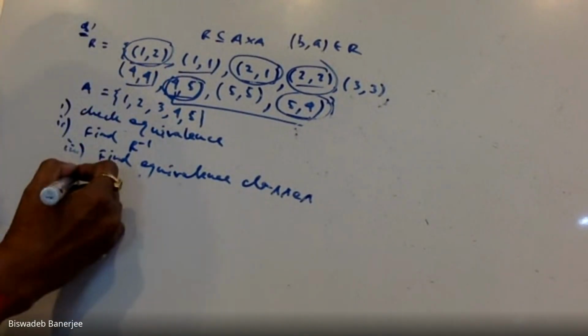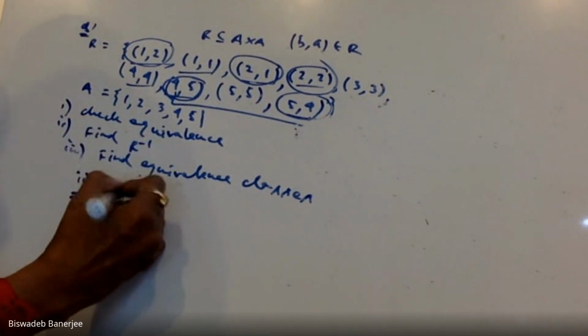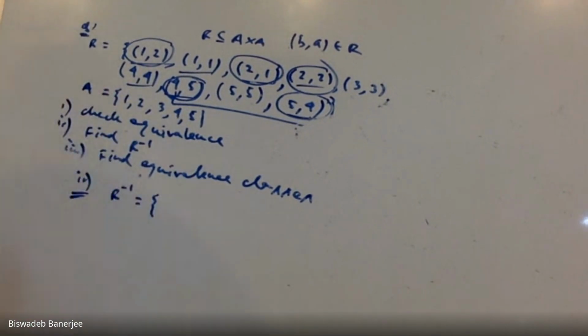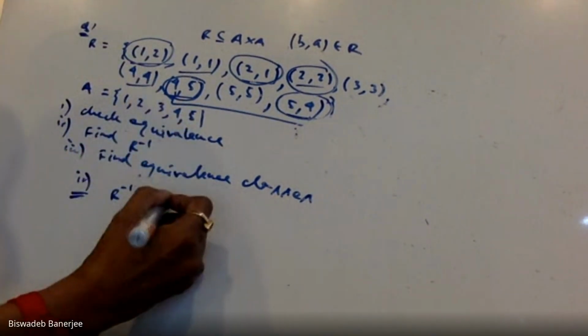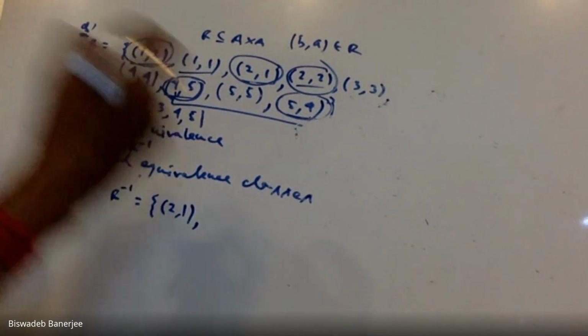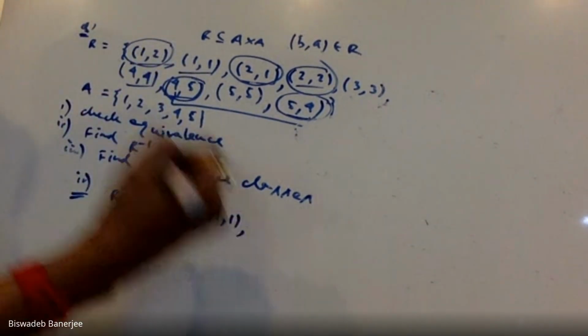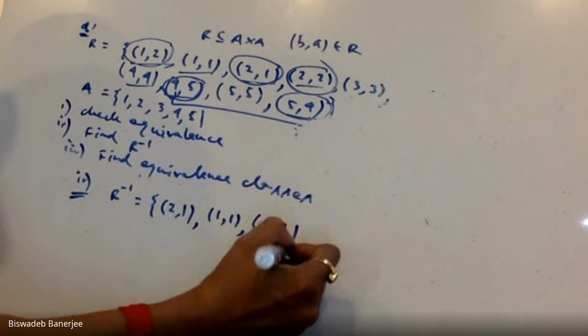And now, after checking this, my second part is to find R inverse. We know how to find R inverse. R inverse is very easy to find. Just interchange between domain and range. Here, domain is 1, range is 2. So R inverse will have first element (2, 1). Here, domain and range are equal, that means (1, 1) remains as it is. Here, domain is 2, range is 1, so this will be (1, 2).